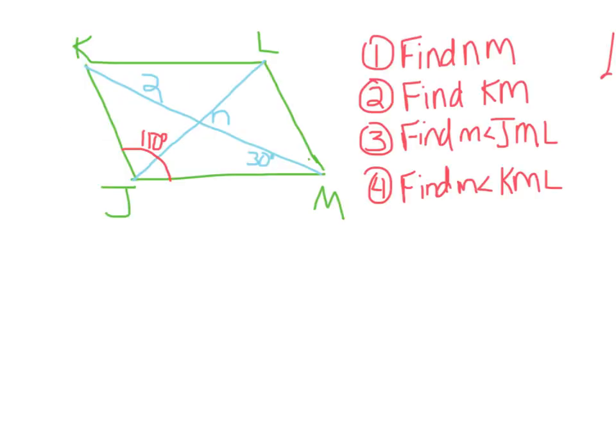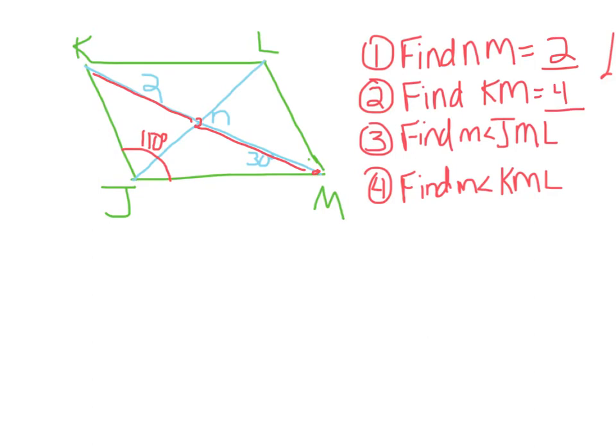With the information that we know about parallelograms, we can solve some things here. Number 1 says to find NM. N is here and M is here. Because we know that diagonals bisect each other, and from K to N is 2, then N to M must also be 2. K to M: well, if K to N is 2, right here, and N to M is 2, then the entire distance from K to M must be 4.